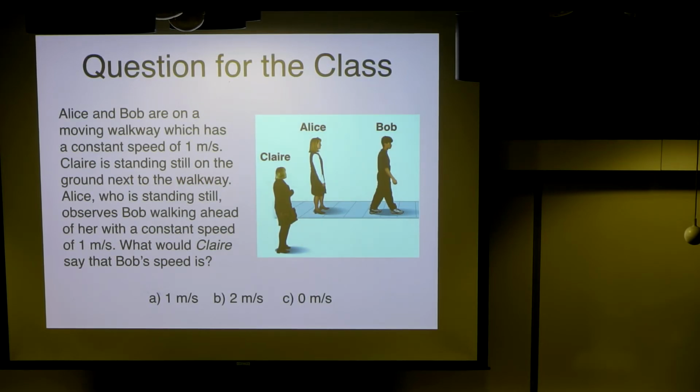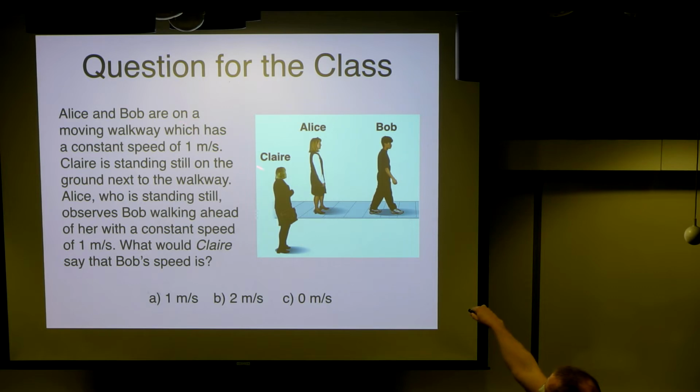So I'm going to start with this question, which is really just meant to test your intuition. You shouldn't write down anything. You should just be able to tell me off the top of your head what the answer is. And then we'll see, why is your intuition correct. All right, so here's what's going on.